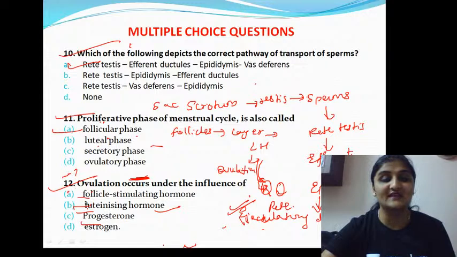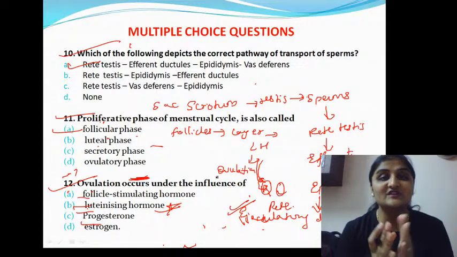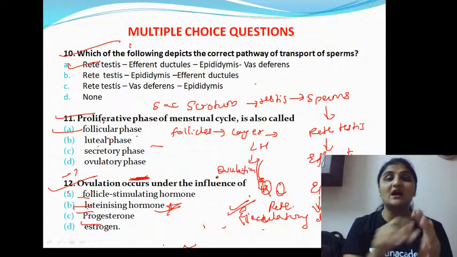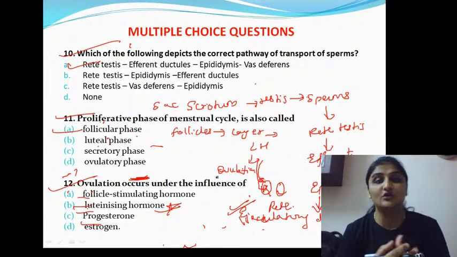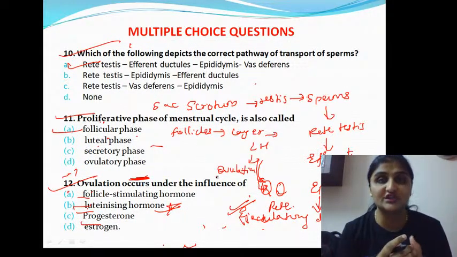Yes, it is the luteinizing hormone, students. Luteinizing hormone, B is the answer. How, students? See, after the menstrual cycle, whenever the egg has to mature, the egg is going to get surrounded with the follicular layers, that is the zona pellucida. Then follicular cells will be there, which is going to secrete the estrogen.